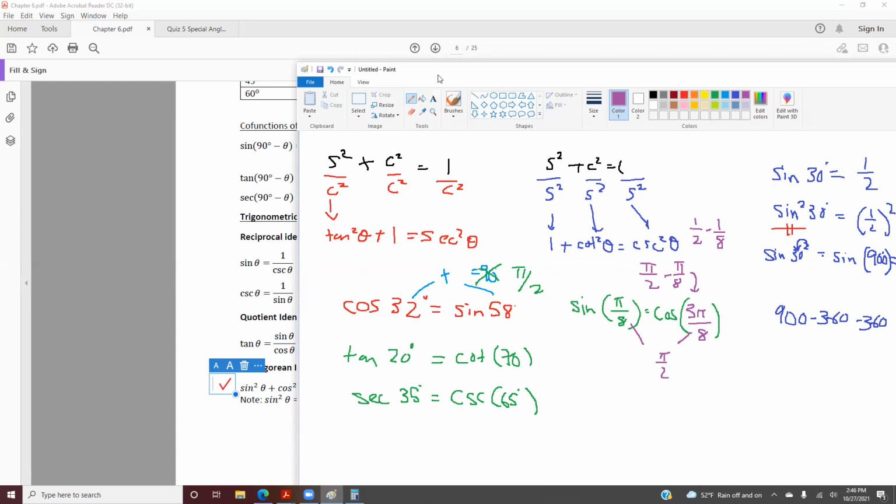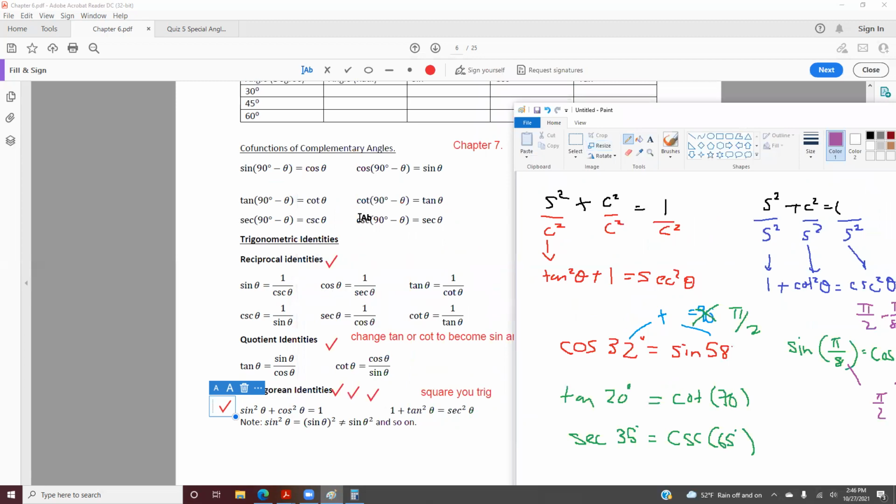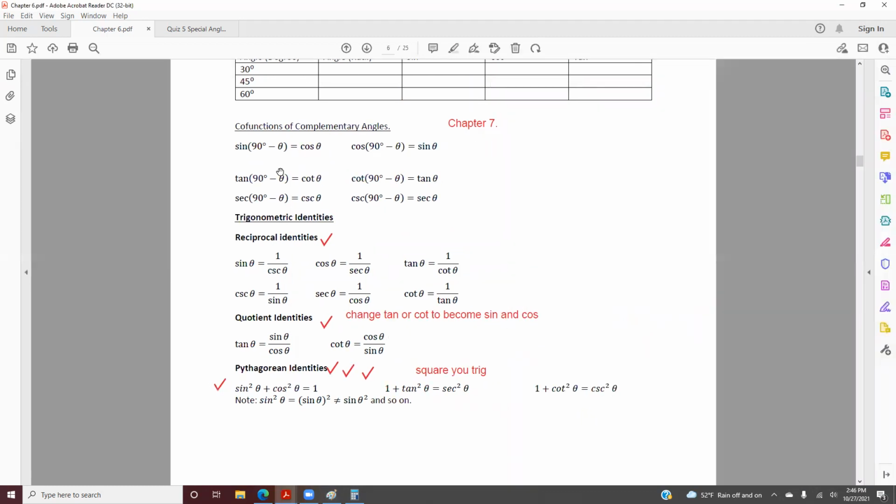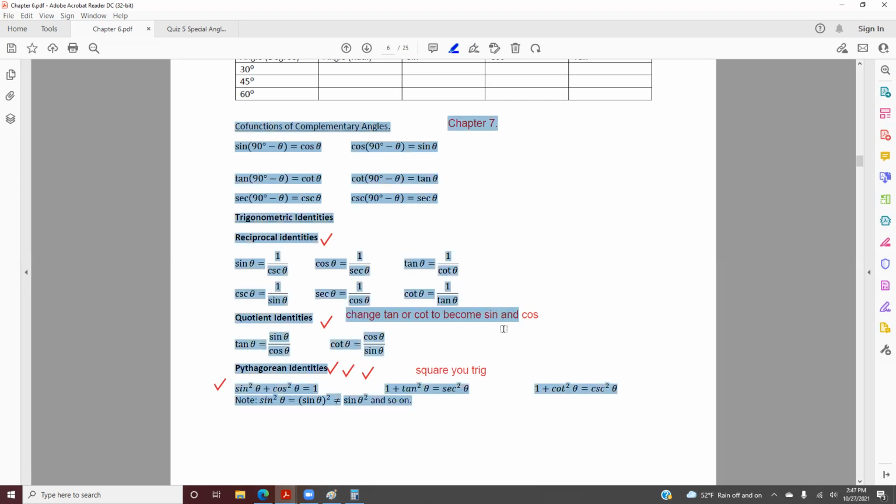So this is how we do the cofunctions of the complementary angles. And yes, this whole page, you need to know that. This is very important. And then there is also another thing. So this whole page is important.